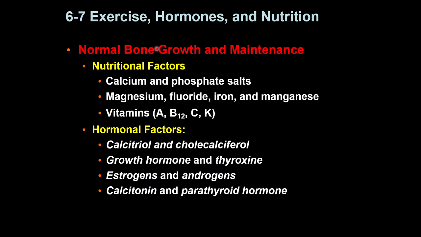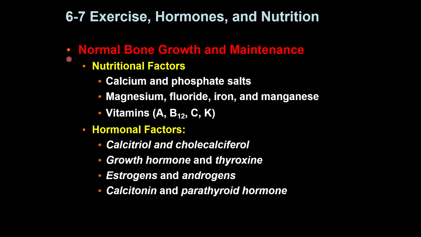There are different nutrients and different hormones that are important for normal bone growth and development. Calcium and phosphate, especially calcium, is really, really important, and that's why you have to take regular calcium through food. There are also other minerals, like magnesium, manganese, iron, fluoride. There's also sodium and potassium that are important for bone growth and maintenance.